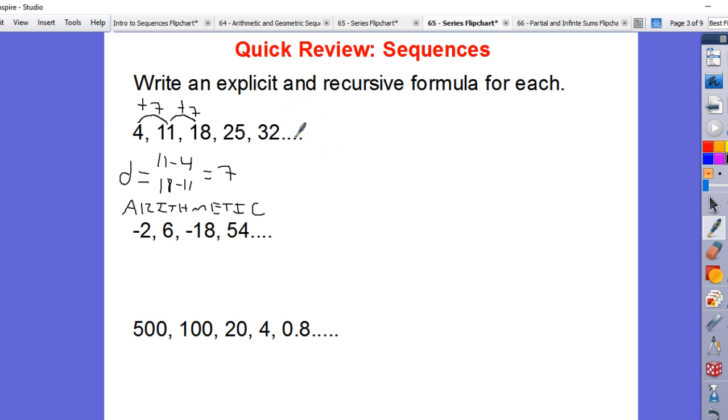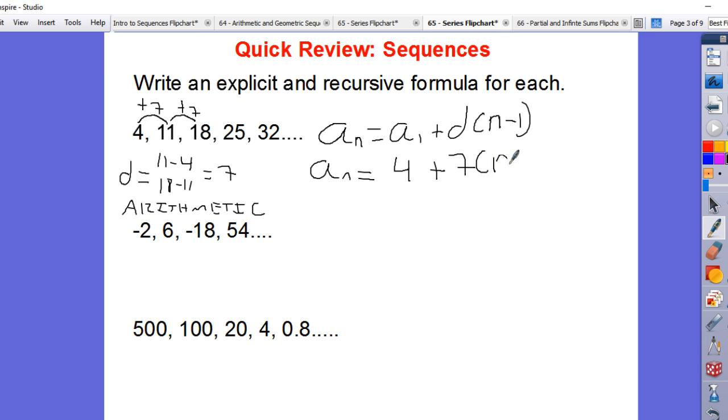What's our explicit formula? Look at your notes. What's our explicit formula for arithmetic? AN is equal to A1 plus D times N minus 1. Let's look back at your notes for an explicit arithmetic sequence. This is our formula from our previous slide. So AN is equal to what's A1? 4. All right, plus what's D? 7. All right, times N minus 1. All right, that's our explicit.